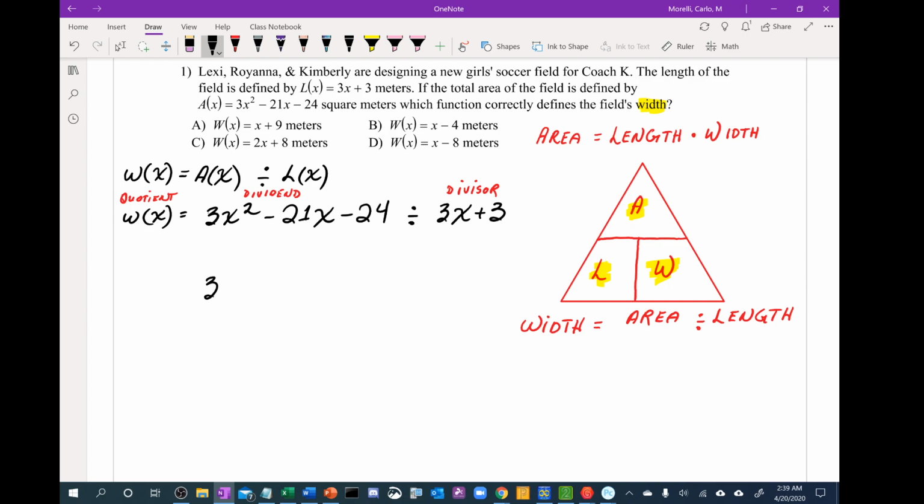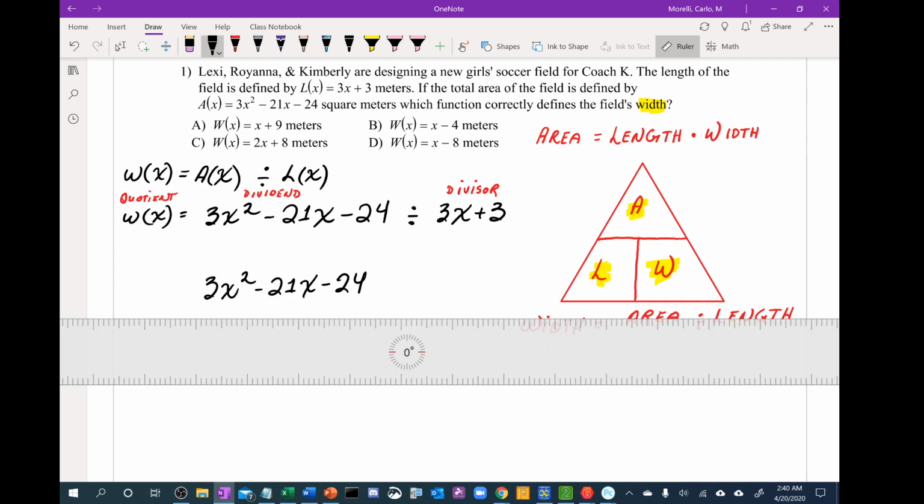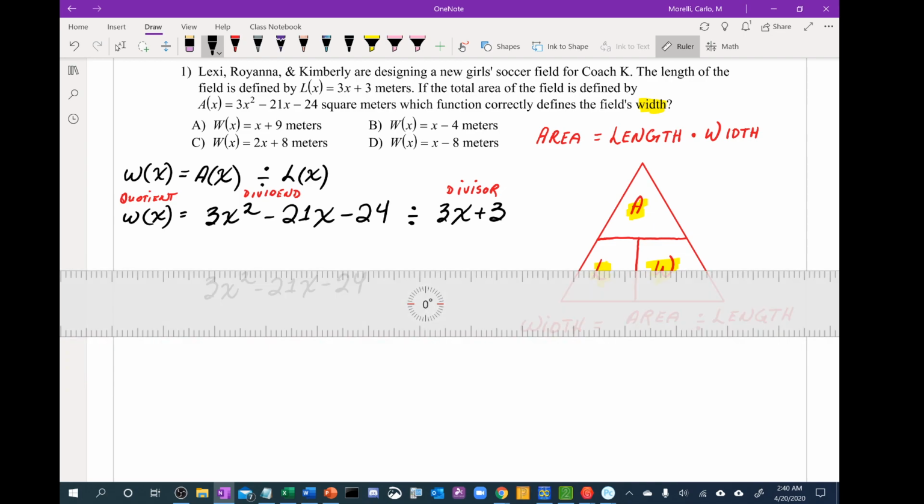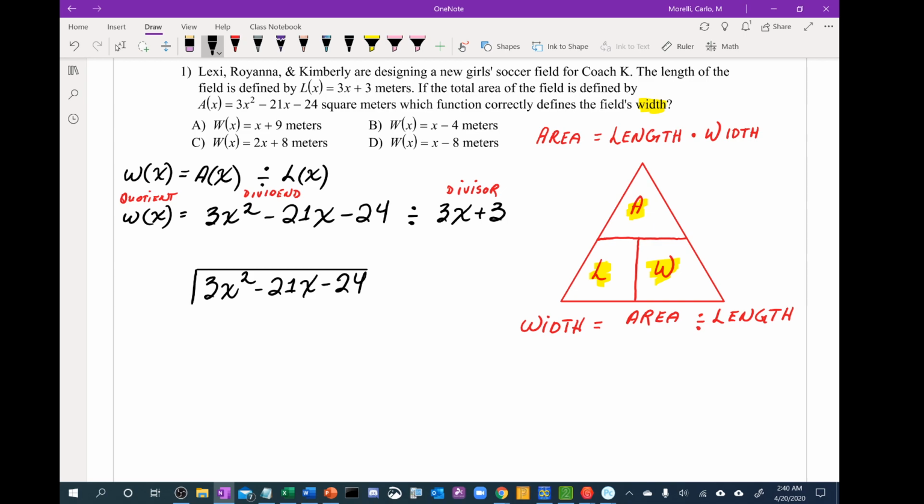No worries for us. 3x squared minus 21x minus 24. And we'll drop a division bar in here, just like so. And we'll divide by 3x plus 3. Remember, this is called a trinomial because there are 3 terms. And this is called a binomial because there are 2 terms.